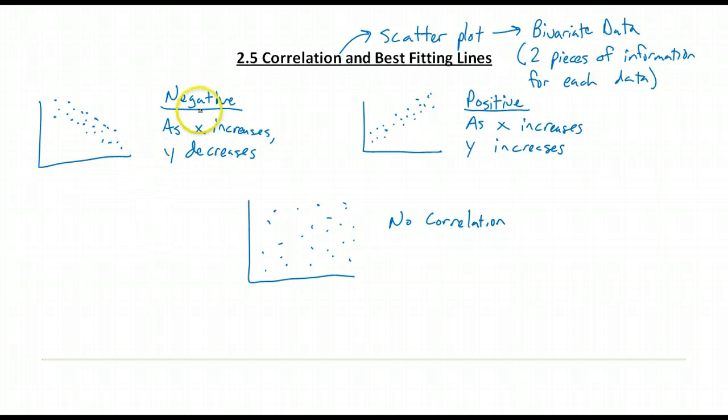Now, if we have negative correlation, we're going to have a line of best fit. And that line of best fit for a negatively correlated set of data will have a negative slope. And for positive, the slope of the line of best fit will be positive. If we have no correlation, there is no line of best fit.